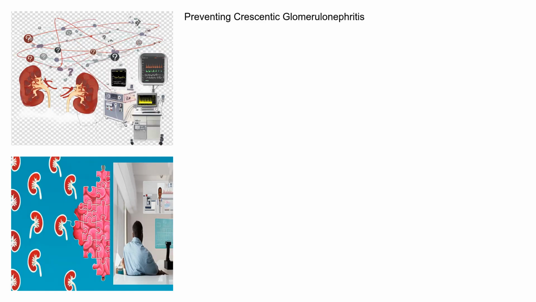Currently, there are no definitive ways to prevent crescentic glomerulonephritis, as the underlying causes are often complex and not fully understood. However, managing risk factors for associated conditions may help reduce the likelihood of developing the disease. For example, avoiding smoking, managing autoimmune diseases effectively, and promptly treating infections may be beneficial. Regular monitoring of kidney function is recommended for individuals at risk, such as those with a family history of kidney disease or those with autoimmune disorders.